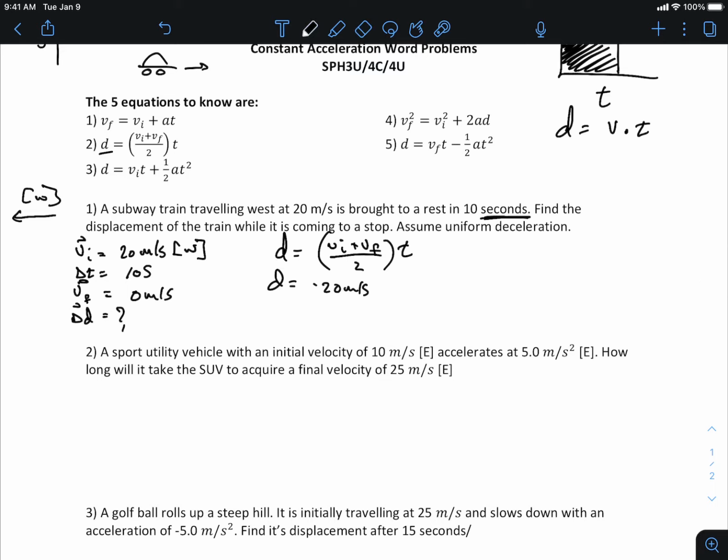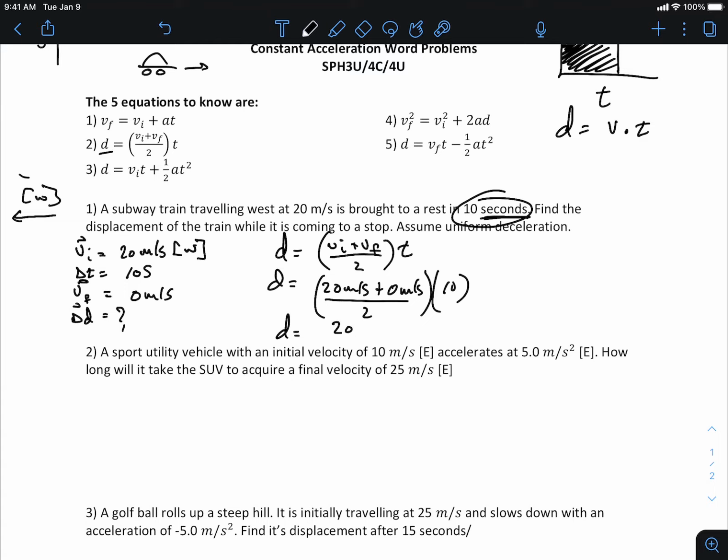Remember, we were talking about that yesterday. We can make west negative. You can plug in the negative 20 meters per second so that the sign spits itself out at the very end. Either way, it will work. Okay? You just got to keep it consistent. So we also know that VF is going to be 0 meters per second. And we're going to divide that by 2 and then multiply by, how long did that take? 10 seconds.